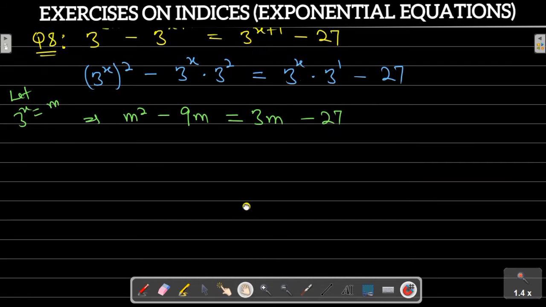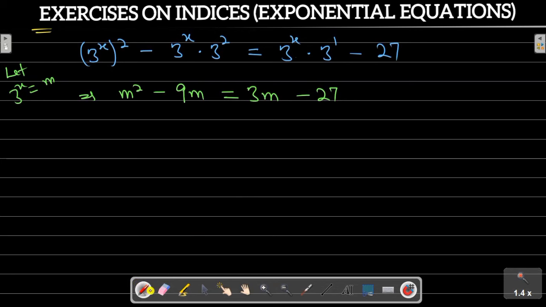Amazing. All right, so you will take everything to the left hand side, and that's going to be my m squared. So here I'm now going to have my 3m coming over will be minus, so I'll have minus 9 minus 3, which will be minus 12. Then minus 27 coming over will become plus 27, and everything is equal to 0.